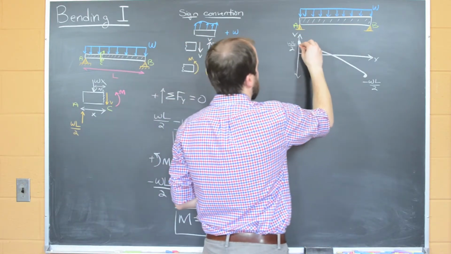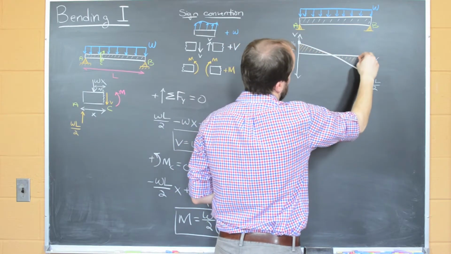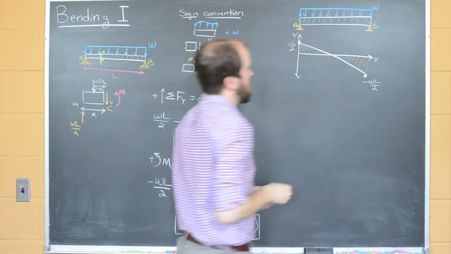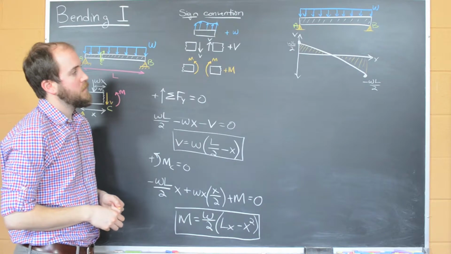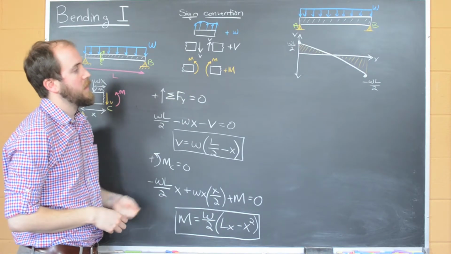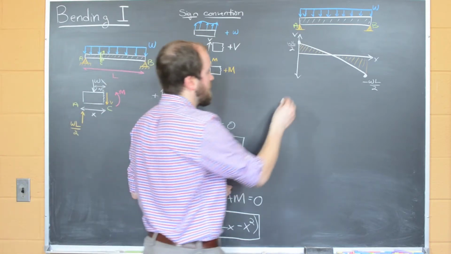And we can just kind of sketch out the areas under these curves here. So we have a linear shear force as a function of x, which starts at WL over 2 and goes to negative WL over 2. We can do the same thing for our bending moment.